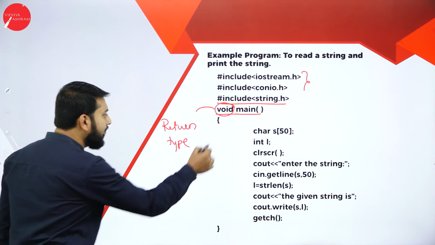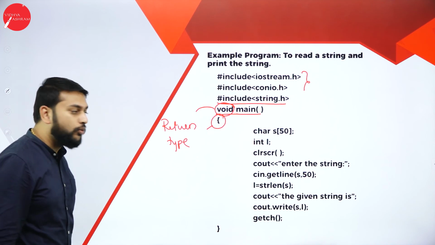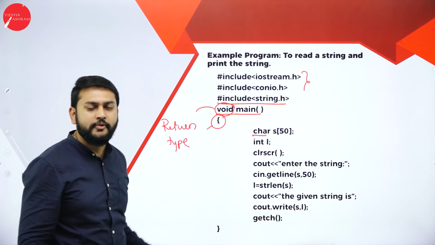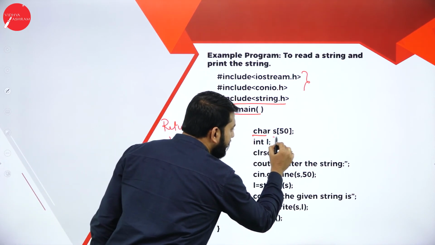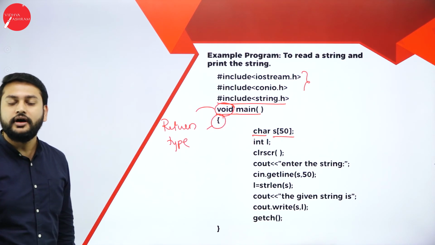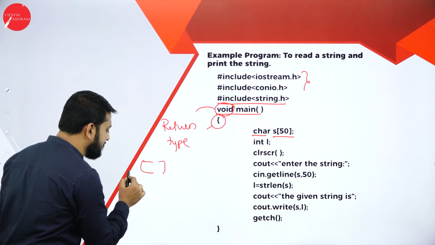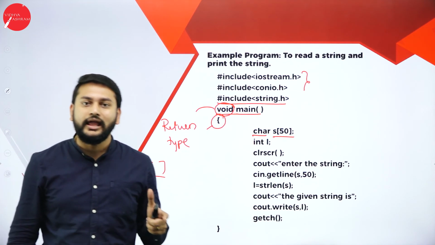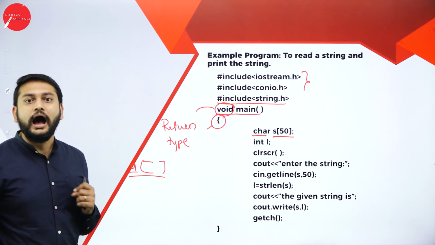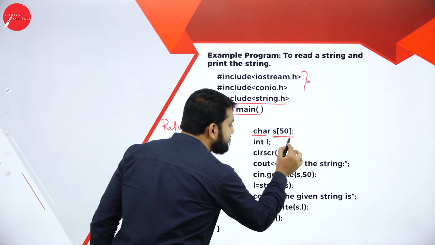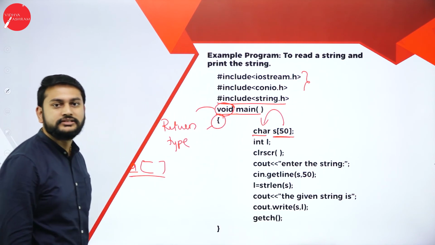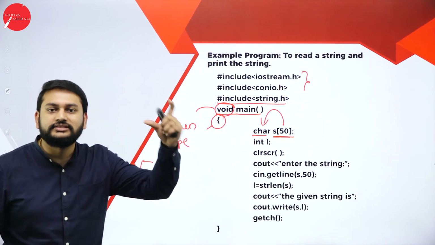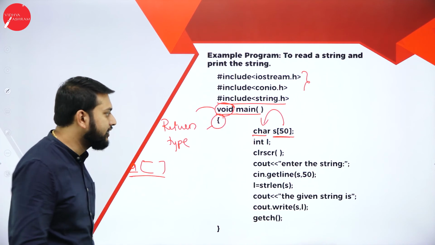Fine, after that I have the open flower bracket. Then what do I have? I have declared a character data type. Why should I do that? Please observe here, I have the array. If I have the square bracket like this, and before the square bracket I have a name, this is what I will call an array. What type of array is this? This is a character type array. What are you going to store? I am going to store the characters in the array, is what you need to understand.